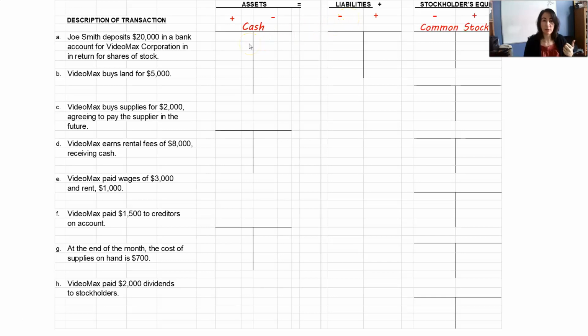So we've got cash and common stock, right? Those are the two accounts. We've got an increase to cash. The business is getting $20,000 in cash, and the business is giving out $20,000 in common stock, or has $20,000 in common stock contributed, capital contributed. So there you go. There's your $20,000. Okay? We're all good. We have our debits equal our credits.